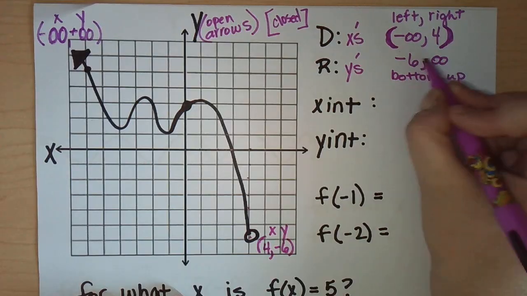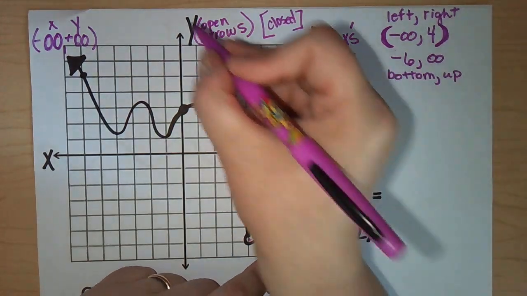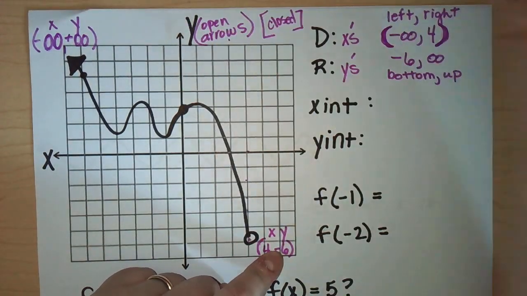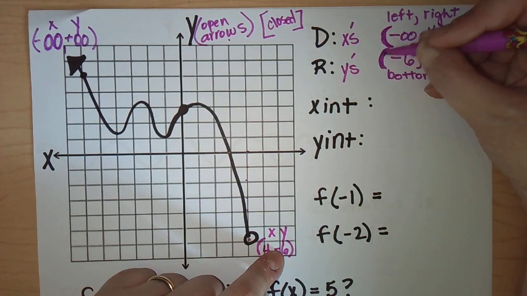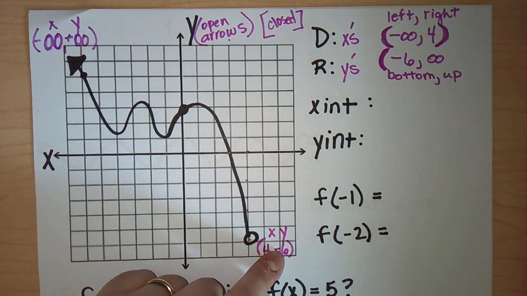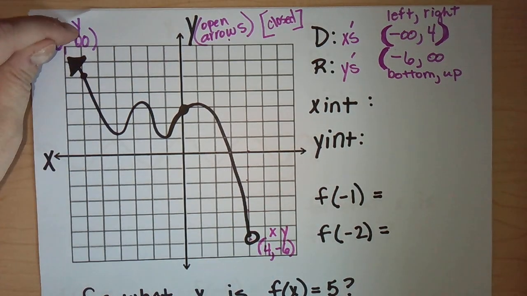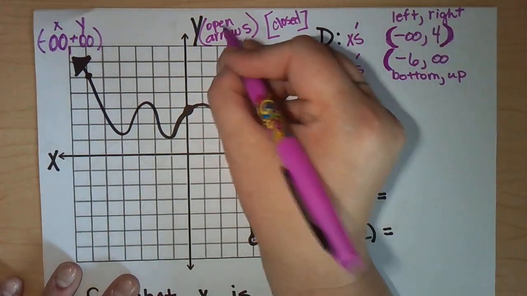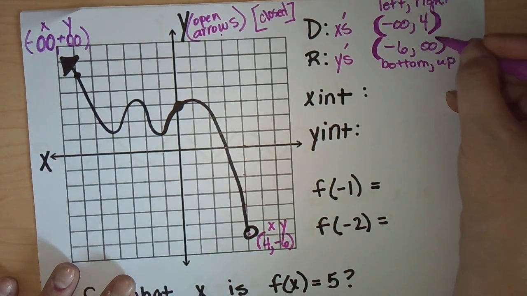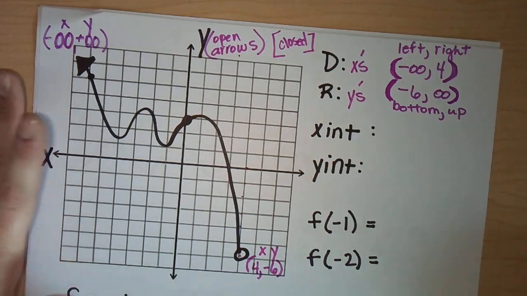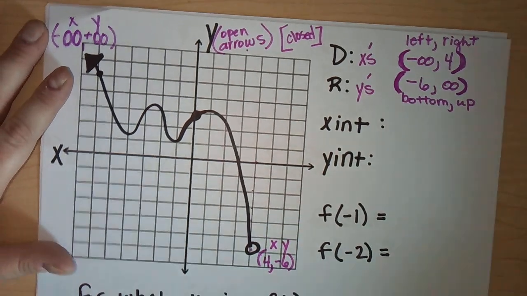Both of those need parentheses. The negative 6 came from the open hole, so we need to surround ourselves with a hug of a parentheses. The infinity came from an arrow, and arrows mean parentheses, so I need to surround myself with a hug of a parentheses. Okay, let's keep going.